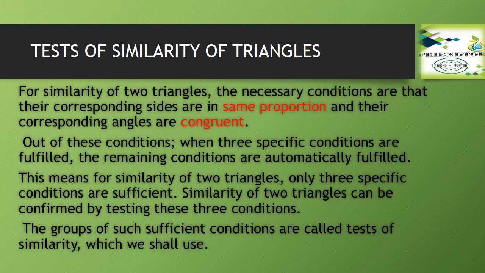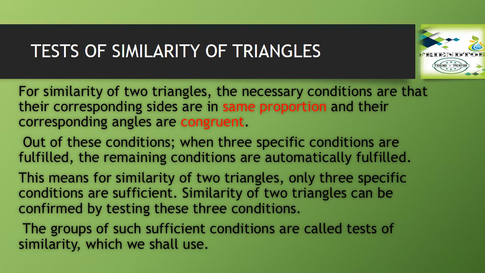Okay, so actually tests of similarity is very much similar to the tests that you learned in congruency of triangles. Almost, we can say, most of them match, but the main difference is, when you say two triangles are congruent, the sides are also of equal length and the corresponding angles are also congruent. Sides are congruent and angles are congruent.